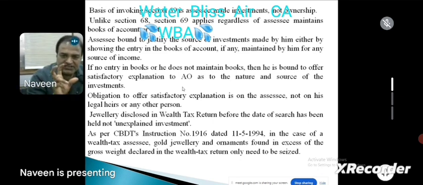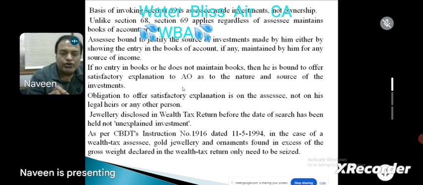Obligation to offer satisfactory explanation is on the associate, not on the legal heirs or any other person. Very interesting issues as we go further we'll discuss. What about jewelry declared in wealth tax return? There is a search. Jewelry declared in wealth tax return before date of search, after date of search. So, there are case laws, don't worry.